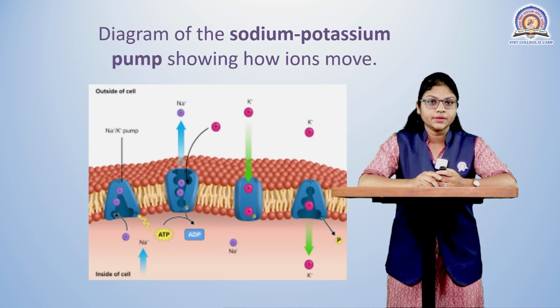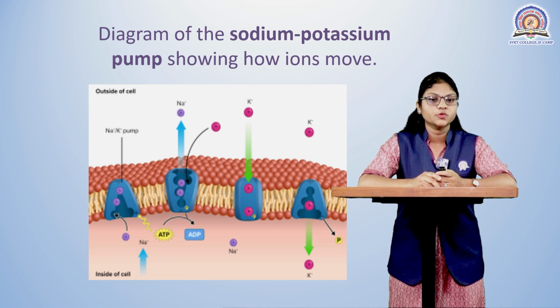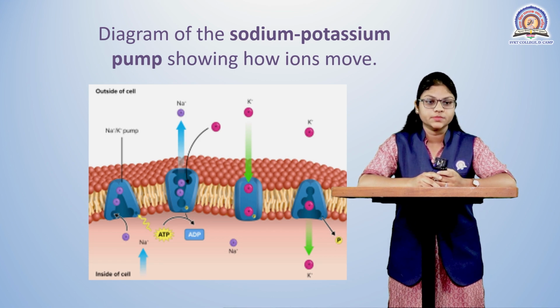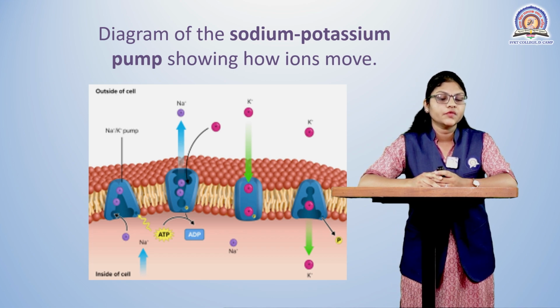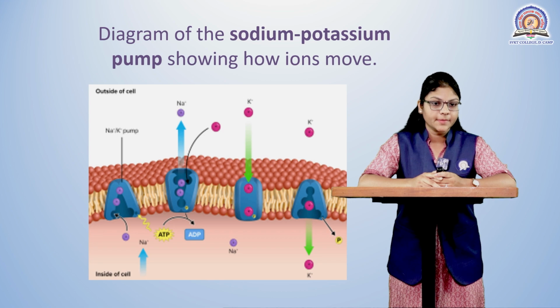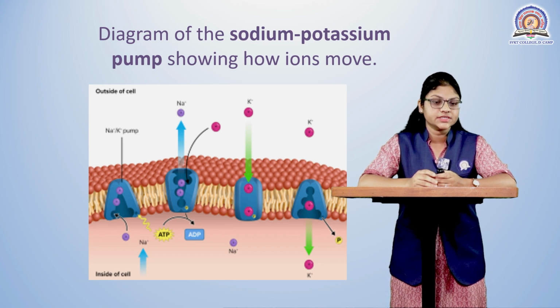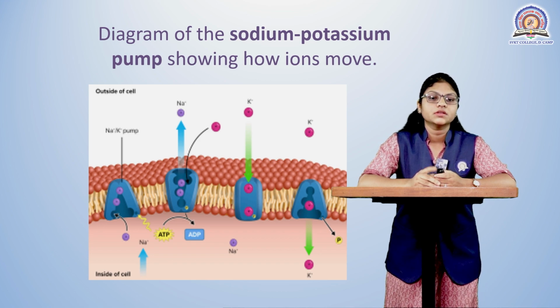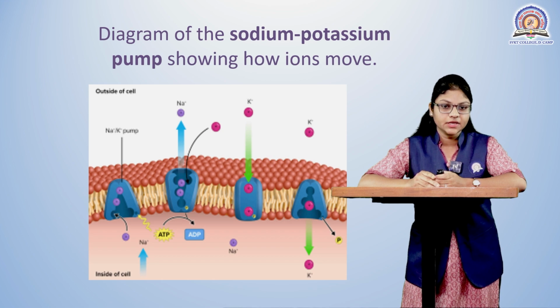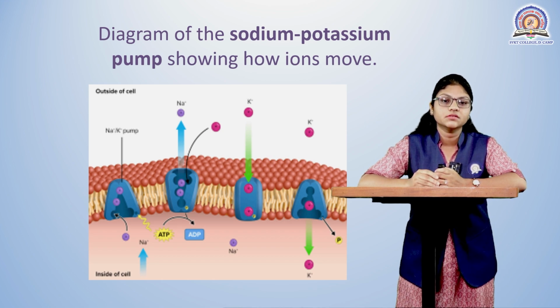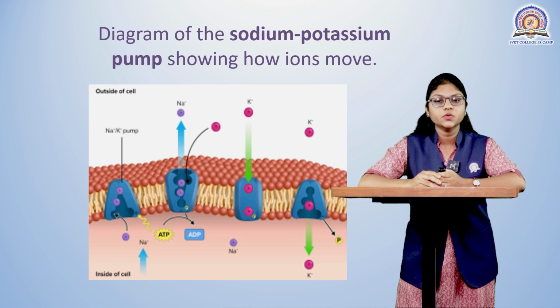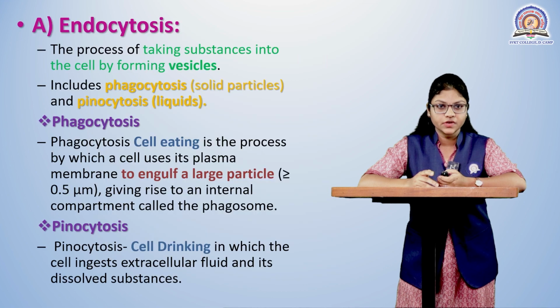Okay, this diagram shows the sodium potassium pump and how the ions move between the inside and outside of the cell. In the first condition, we can see that a lot of sodium ions are present inside the cell. When an ATP molecule attaches to the pump, the carrier molecule changes its shape and 3 sodium ions are expelled out. Then ATP is hydrolyzed into ADP. The carrier molecule changes its shape again and 2 potassium ions are taken inside the cell. This diagram shows how it works.